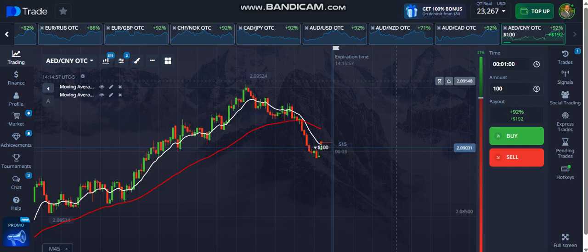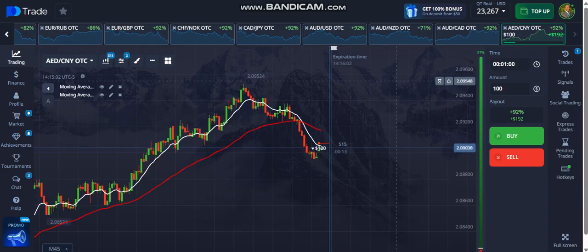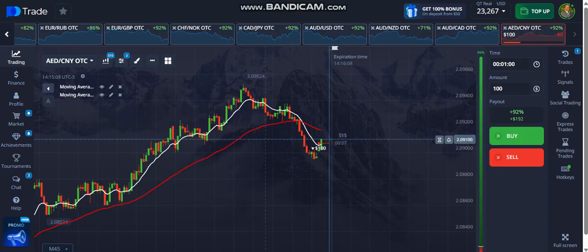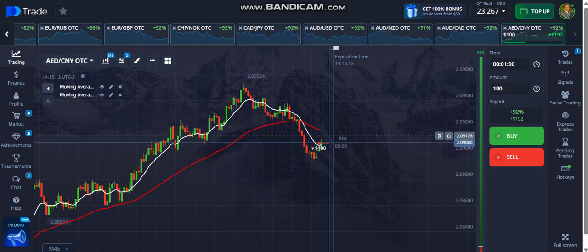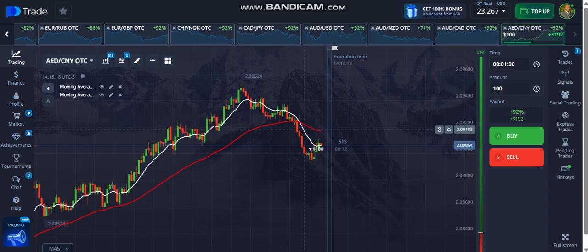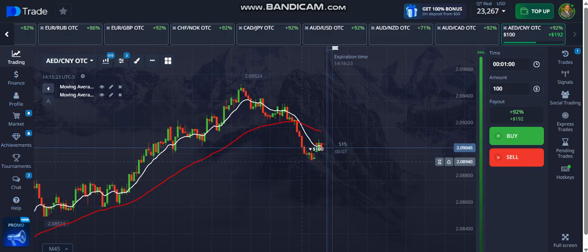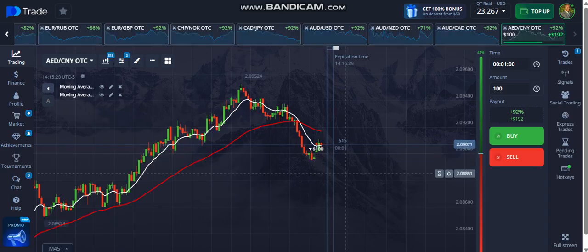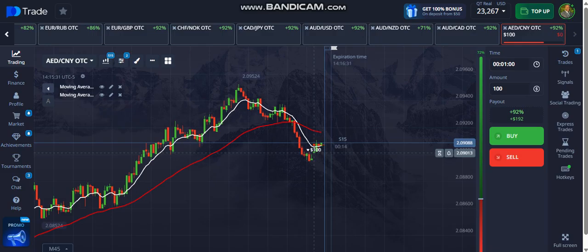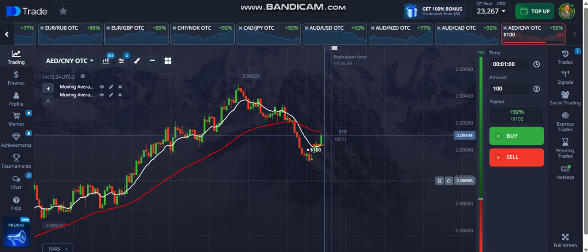Okay, so I'm back on the AED-CNY trading pair. And similarly to the previous videos, I waited for the cross. This is a negative trend that's developed here. The 10 EMA crossed the 50 EMA here. And what I did is I waited for the first time the price retraced back to the 10 EMA, and hopefully it's going to respect the price there and shoot back.